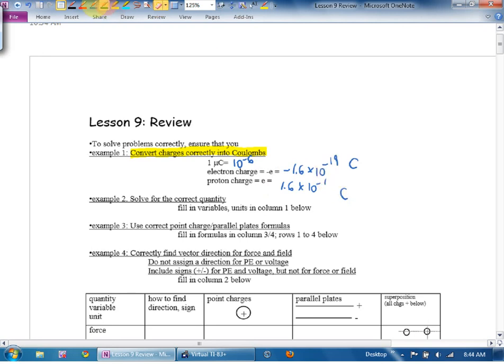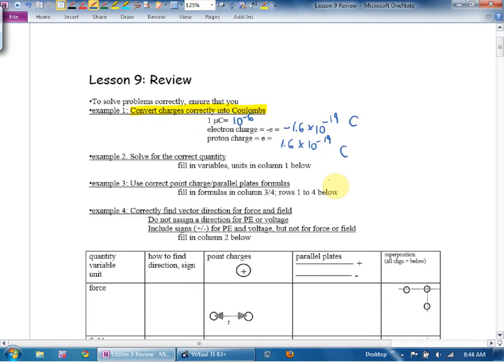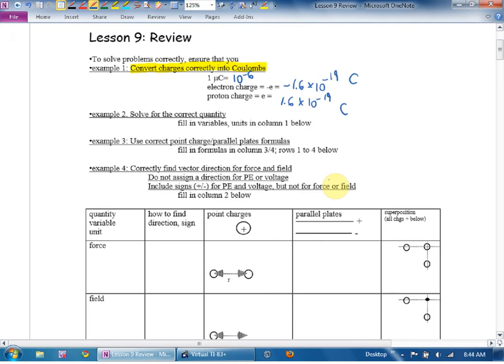And once again, you may find this lesson helpful to have a formula sheet in front of you, because what we're going to be doing now is kind of dissecting what to use when. So example 2 says, solve for the correct quantity. It's amazing how often I say find the electric field and they find me the force. Or I say find the electric field, which begins with an E, and they find the E on their sheet and they find me the energy. That's also got an E. No, it's got an E with a little P for potential energy. So let's see if we can keep some stuff straight.